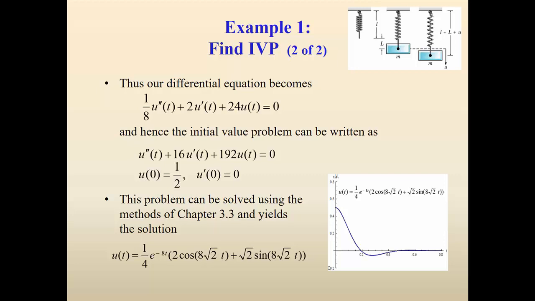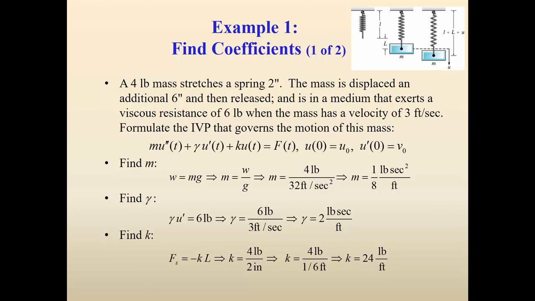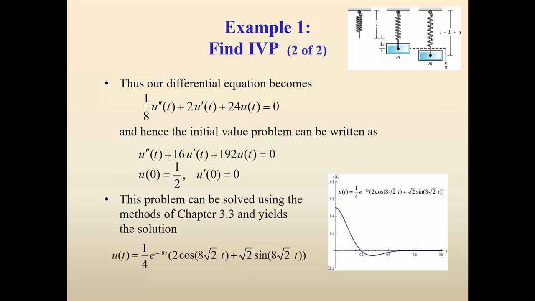Remember how I said that being released, that means it has no initial velocity. And since it was displaced an extra 6 inches, that's a half a foot. Okay? So that means 1/8 was m, 2 was gamma, and k was 24. Let's get rid of that 1/8, so multiply everything by 8. I'm going to get u double prime plus 16u prime plus 192u is equal to 0, with initial conditions of an initial displacement of 1/2 and an initial velocity of 0.